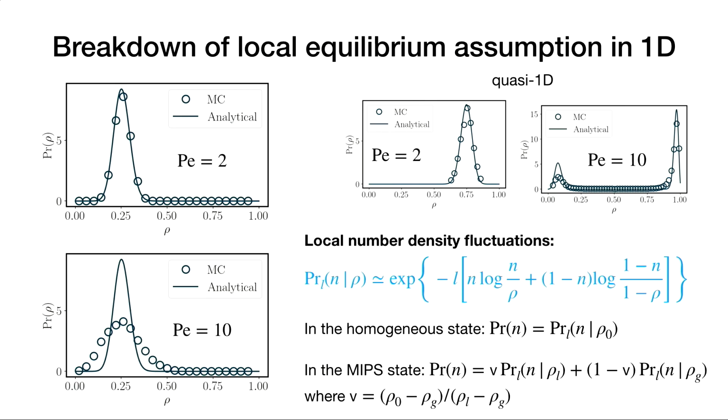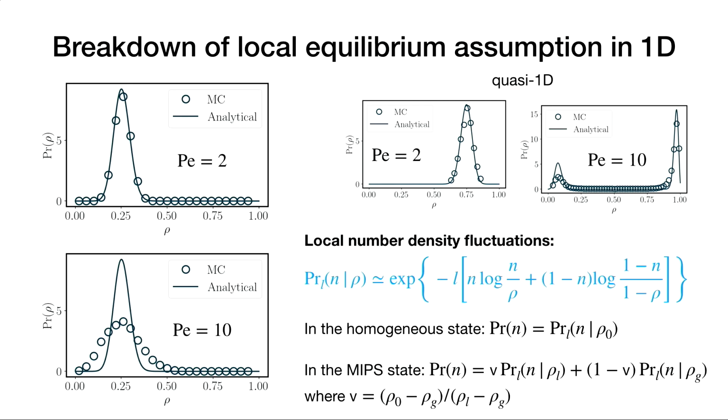And this is in fact consistent because many other studies have found that in one dimension you cannot have MIPS basically, right? So the reason you found this in the Julia-Trier model is that you had this exchange. So you see that at low Peclet number, this is in the homogeneous regime.